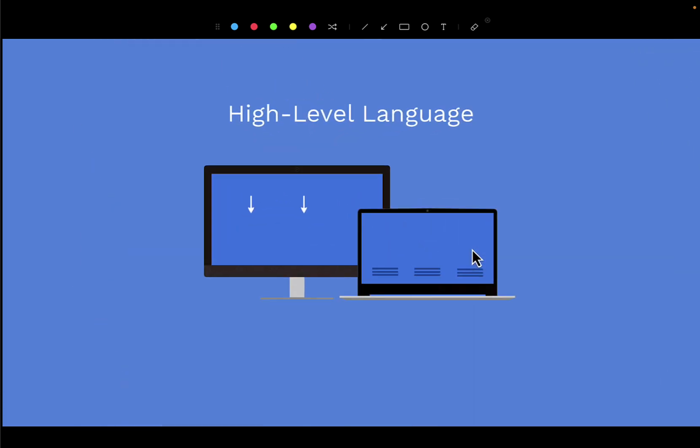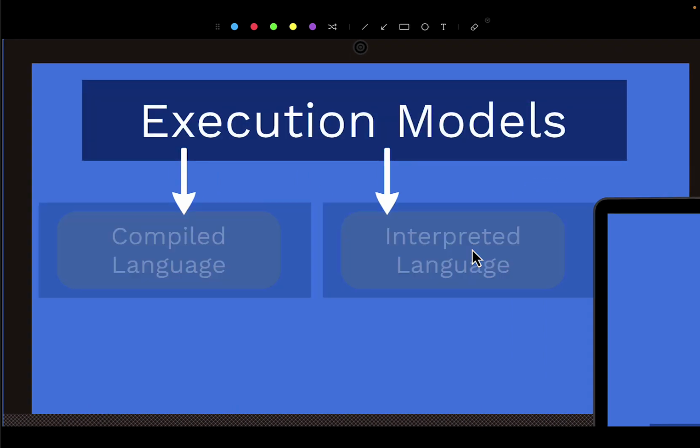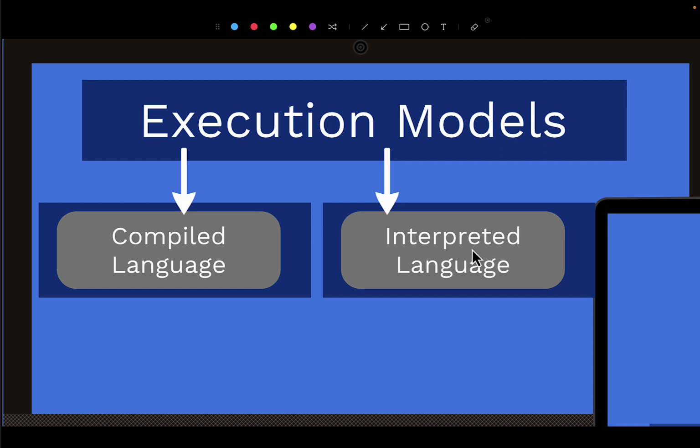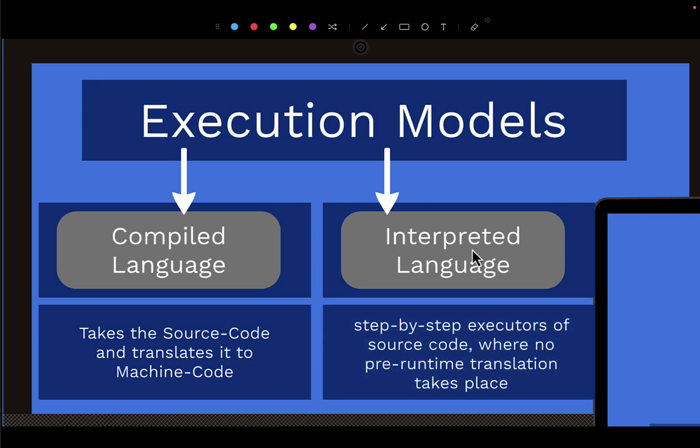So if we look at the high-level language, we actually have two different types of execution models. We have one that's called a compiled language, and the other one is an interpreted language. So for the compiled language, before we can actually utilize the code, it needs to get translated into machine code, basically into an executable. And then our interpreted language is going to be executed step by step during actual runtime.